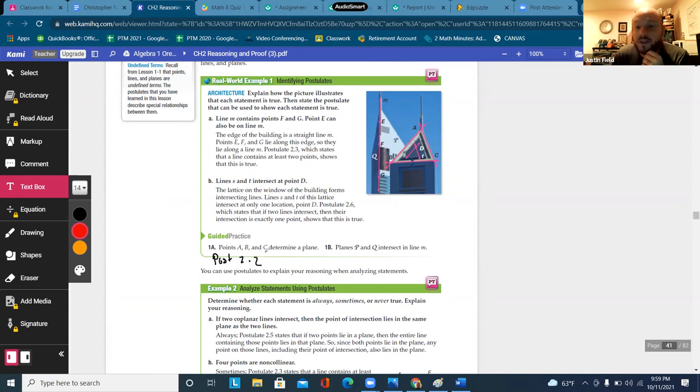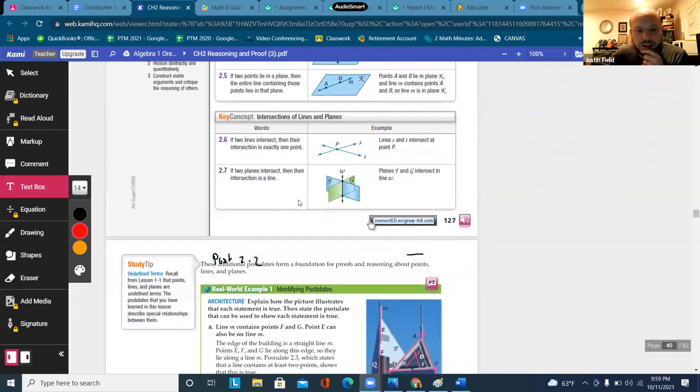Postulate 2.2. Feel so smart. Planes P and Q intersect at line M. Planes intersecting at a line. I wonder if there's a postulate for that.